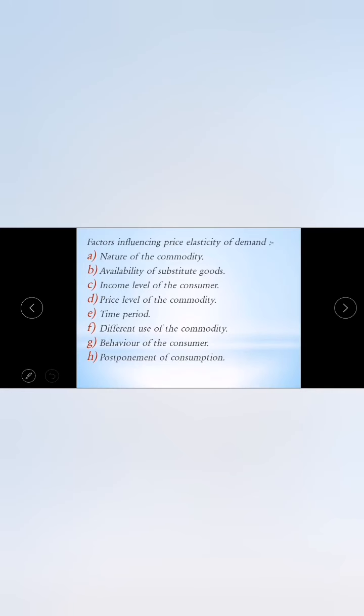We are going to the factors influencing price elasticity of demand: nature of the commodity, availability of substitute goods, income level of the consumer, price level of the commodity, time period, different uses of the commodity, behavior of the consumer, and postponement of consumption.